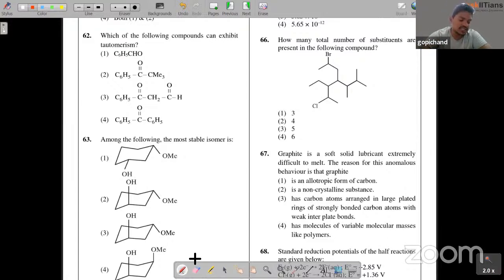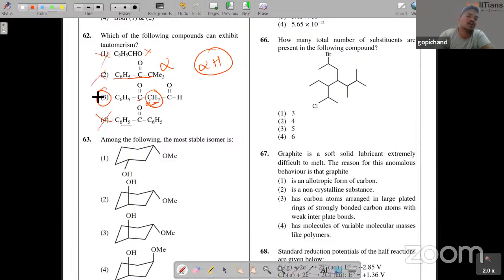In keto-enol tautomerism, the first one is an aldehyde. In the second one, you can see there should be an alpha hydrogen present. In this case, there is no alpha hydrogen. In this case, also no alpha hydrogen. In this case, yes, one alpha hydrogen is present here, because this is the carbonyl carbon and this is the alpha carbon with hydrogen. And here also no alpha carbon and no alpha hydrogen. So 1, 2, 3 will not, 1, 2, 4 will not give, because to exhibit tautomerism we should have an alpha hydrogen.